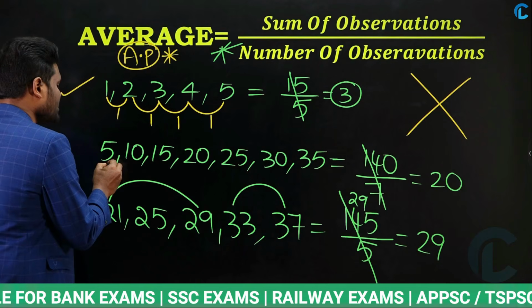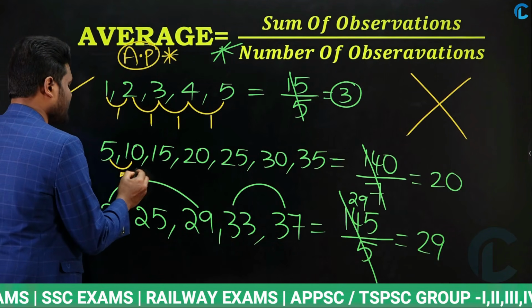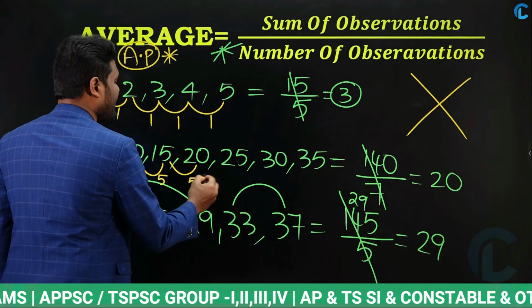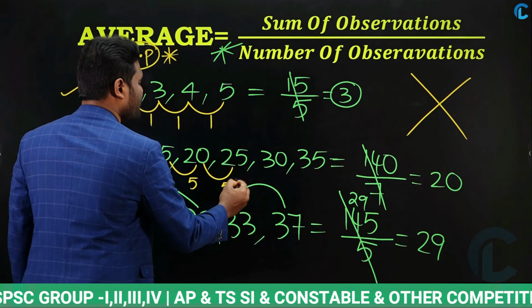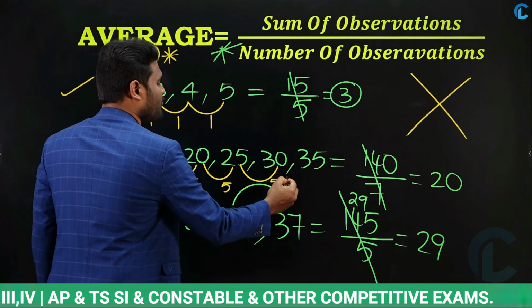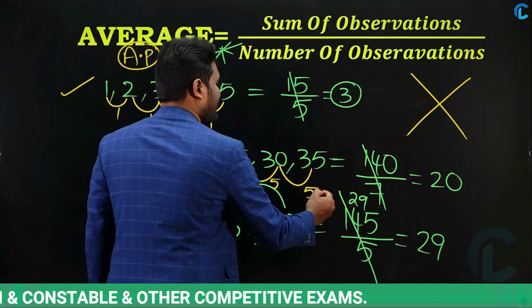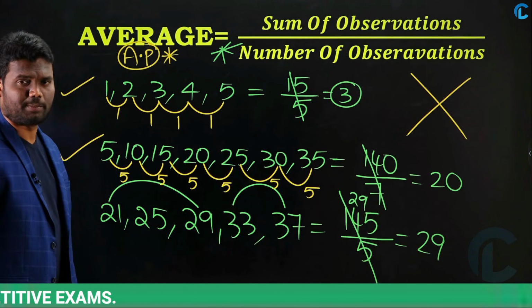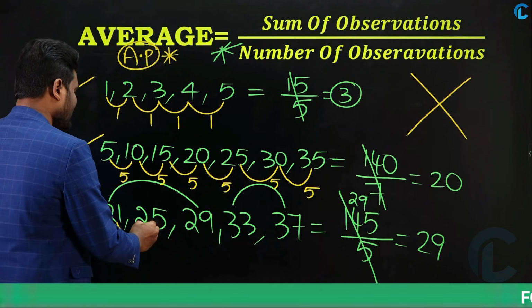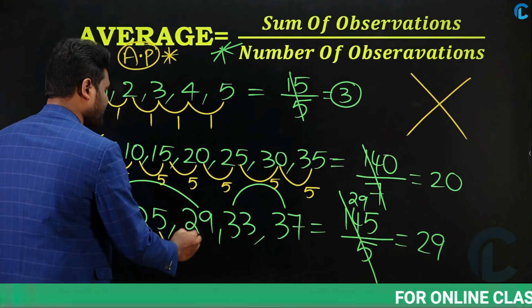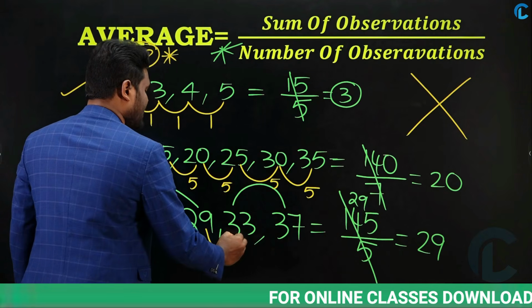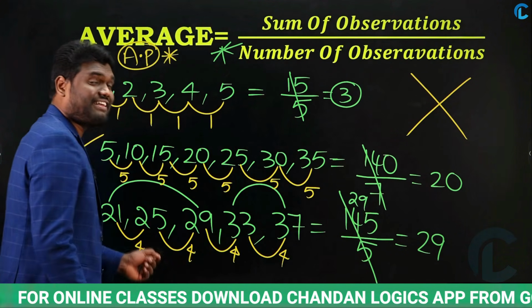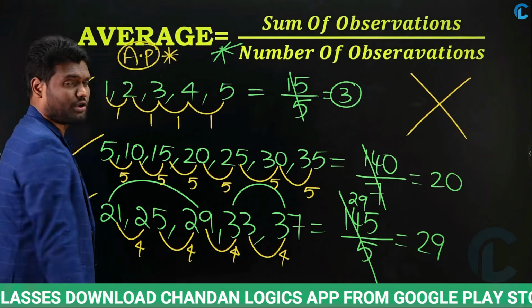Similarly, if we observe here the difference is 5. Here the difference is 5, again 5, and 5, and 5, and 5. Which means this series is also in arithmetic progression. Similarly, if you look here the difference is 4, again 4, and 4, and 4. Even this series is in arithmetic progression.